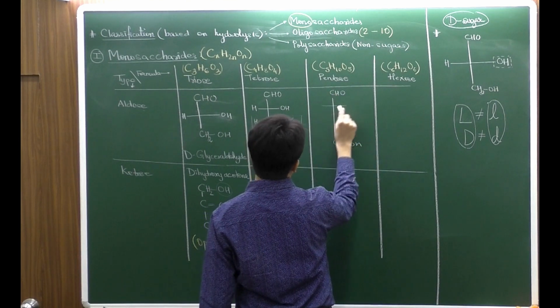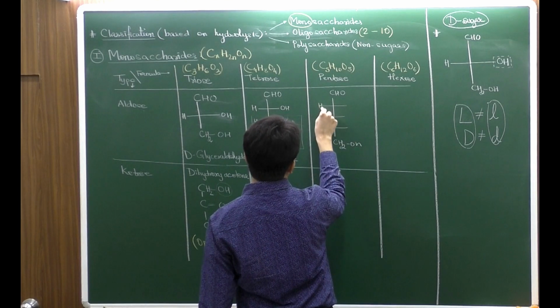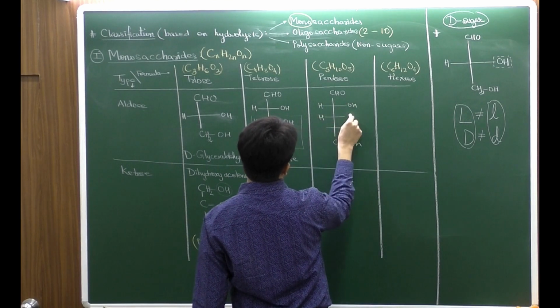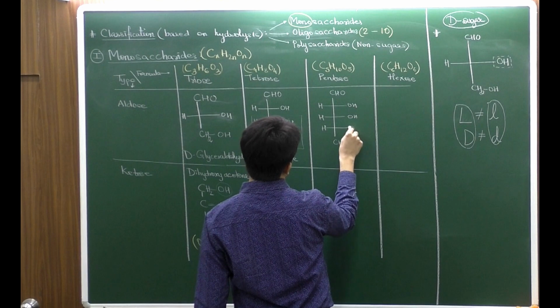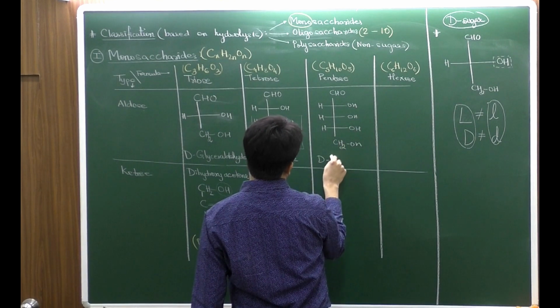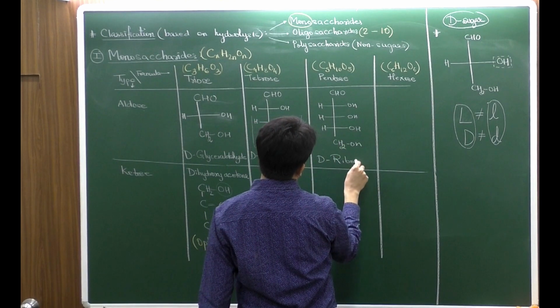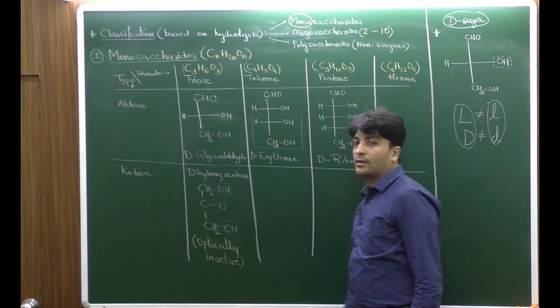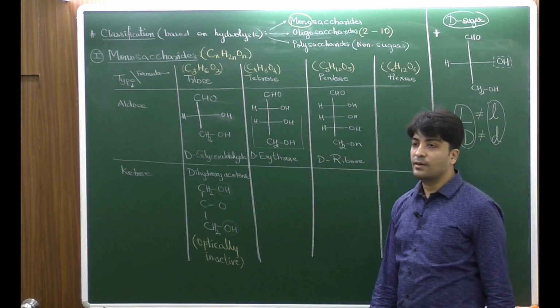Next structure, pentose के लिए, the first is CHO, last is CH2OH, and now 3 would be secondary alcoholic groups, with the placement H, OH, H, OH, H, OH. And it's a D sugar with the name ribose. 5 carbon pentose is ribose.